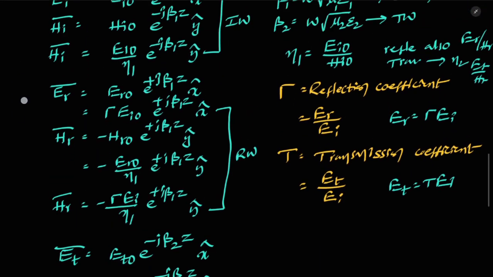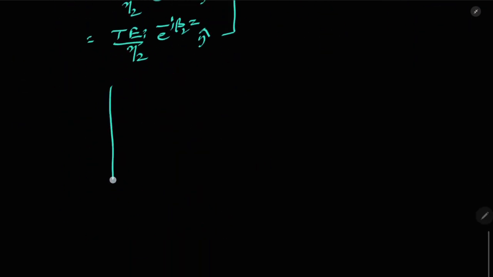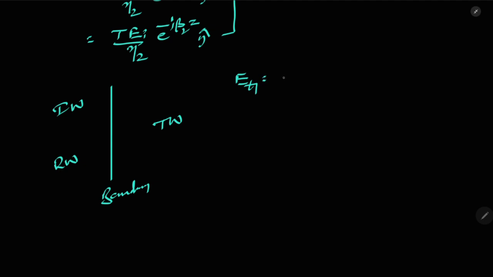Now what I am doing is applying boundary conditions. At the boundary, here we have the incident wave and reflected wave, and here we have the transmitted wave. According to the boundary conditions, we know that the tangential component of the electric field in medium 1 and the tangential component of the electric field in medium 2 are the same. It is always true.